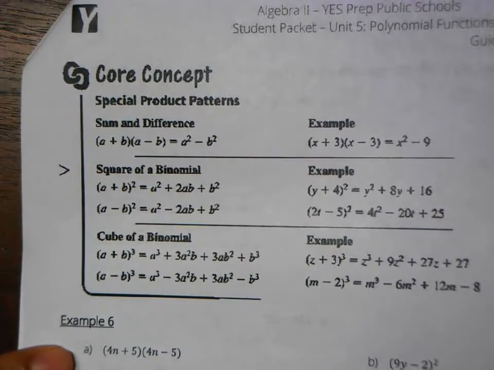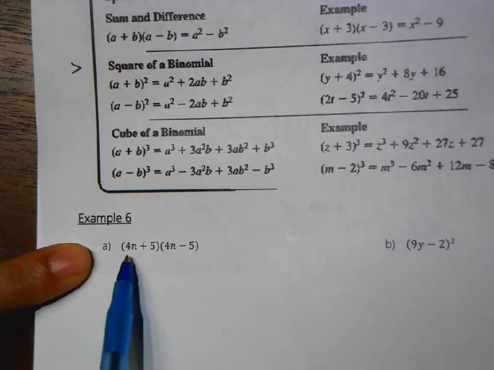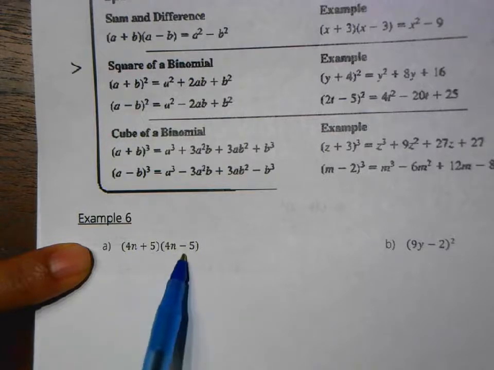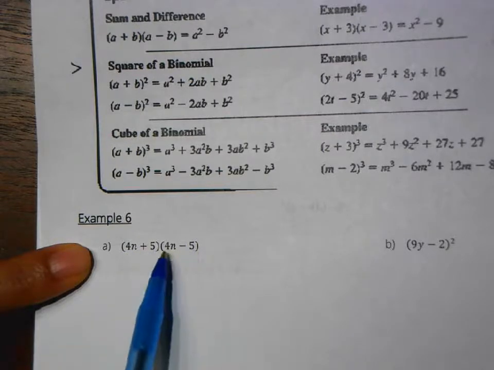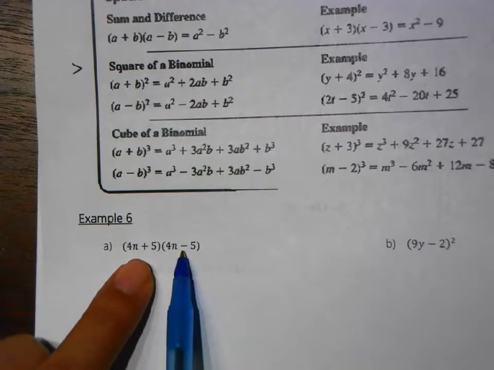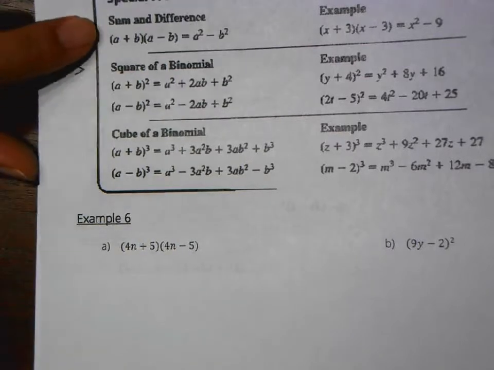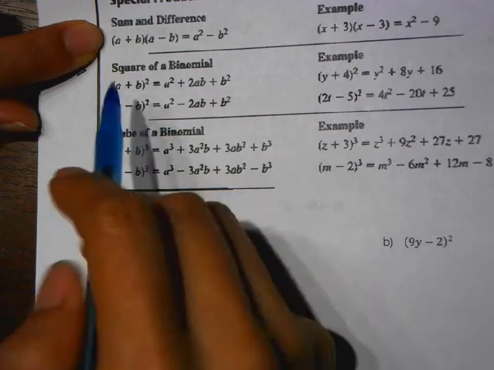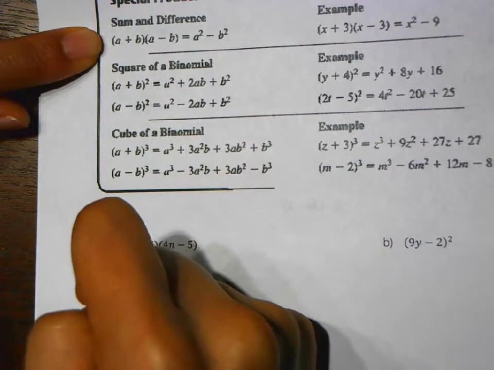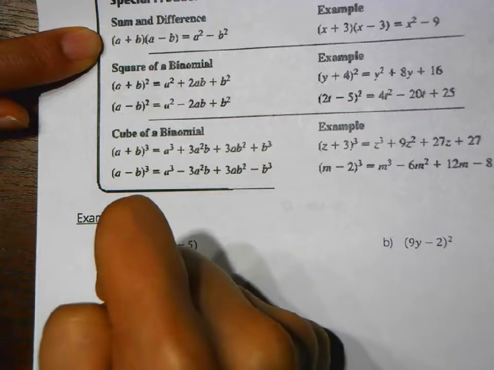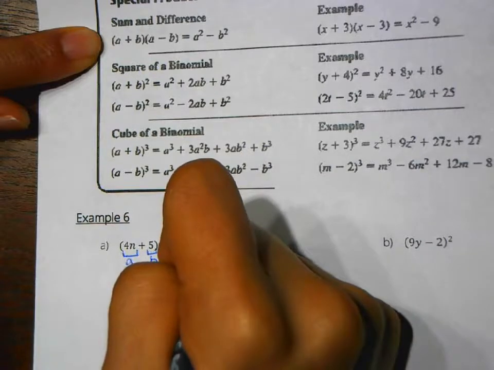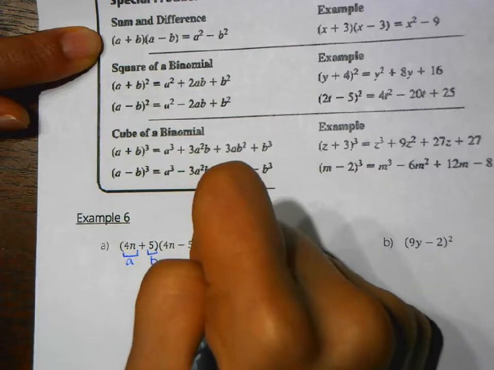For example, 6. You have 4n plus 5 times 4n minus 5. Notice that in both of these factors, the numbers are the same. The only thing that's different is one of the factors is a plus and one of the factors is a minus. And that means that you have this pattern up at the top. A plus b times a minus b. In this case, your a would be 4n, your b would be 5. And the solution to that pattern is going to be a squared minus b squared.